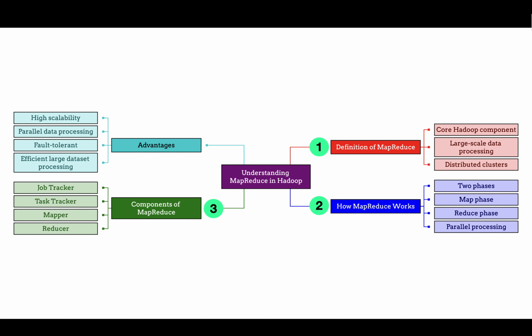3. Components of MapReduce. The primary components are Job Tracker, Task Tracker, Mapper, and Reducer. Job Tracker schedules tasks and monitors them. Task Trackers run tasks and report status to Job Tracker. Mapper processes input data, and Reducer aggregates results. 4. Advantages. MapReduce offers high scalability and can process large volumes of data in parallel. It is fault tolerant, ensuring that tasks are re-executed in case of failures, and it's optimized for processing large datasets efficiently.